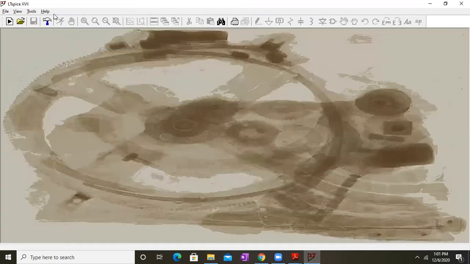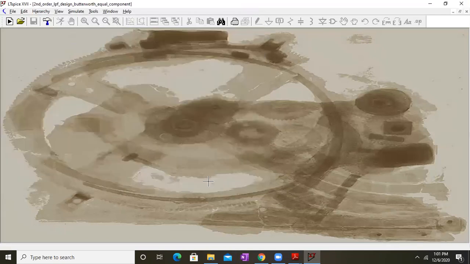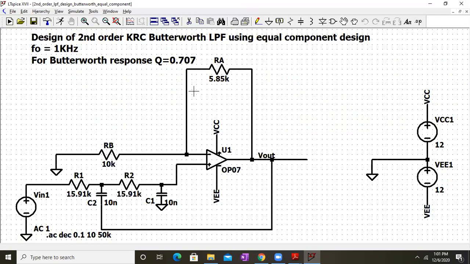Let me delete this, and let me open the Butterworth equal component design. So this is the design circuit, the schematic for your second order KRC Butterworth low pass filter using equal component design. Here we acquire the f naught to be 10 kilohertz with a quality factor 0.707. Okay, let's simulate this circuit.